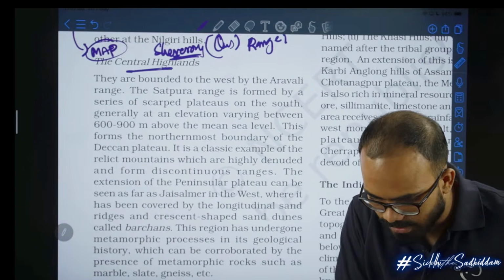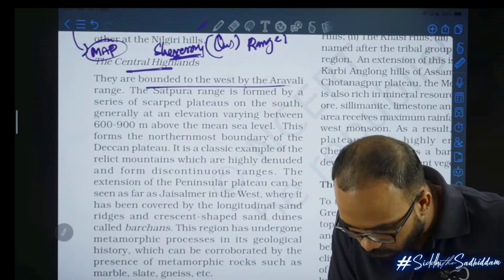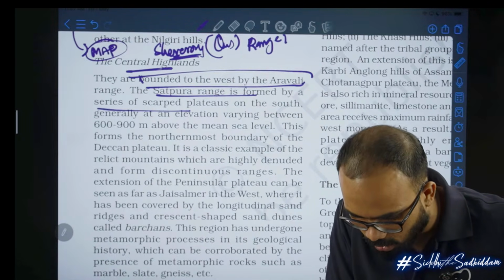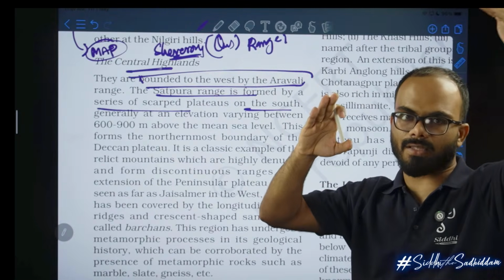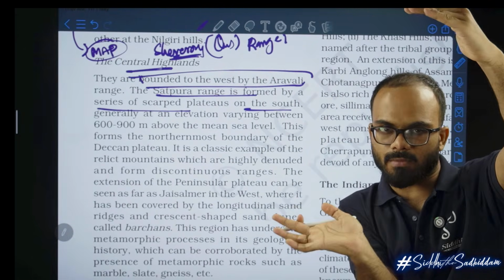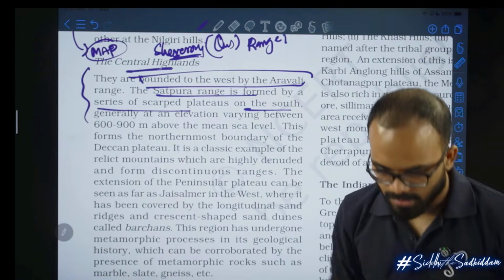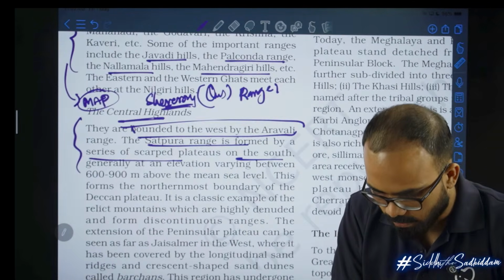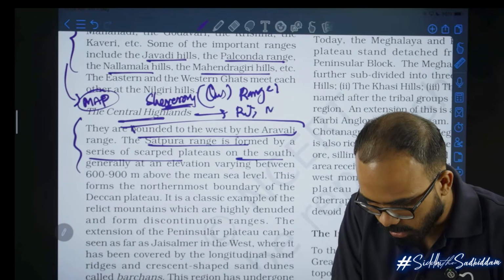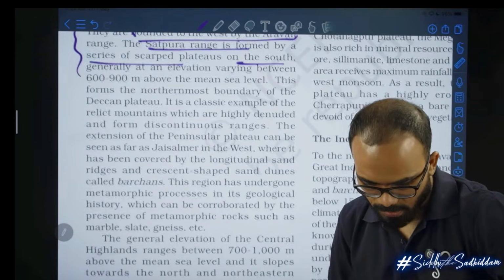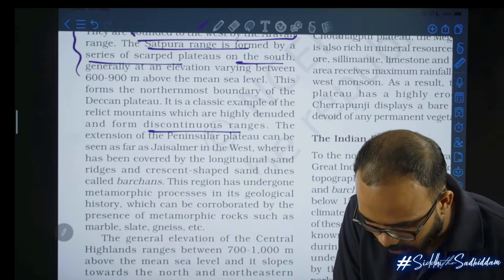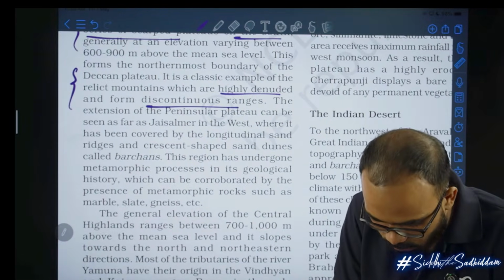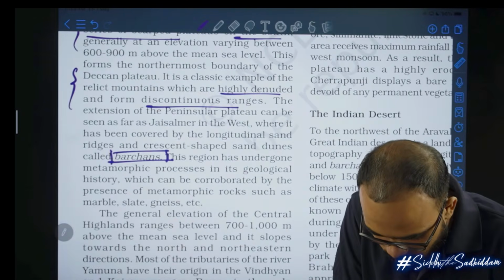Next is Central Highlands. To the west of Central Highlands you have Aravalli Range, and then there is Satpura Range on the south. So Central Highlands, the western boundary is Aravallis and the southern boundary is Satpura Range. This can be asked in the exam, and this is about the Rajasthan Madhya Pradesh region that we are looking at. Now you have discontinuous, highly denuded, old relict mountains in this entire region. This part, Barchans, this is important.